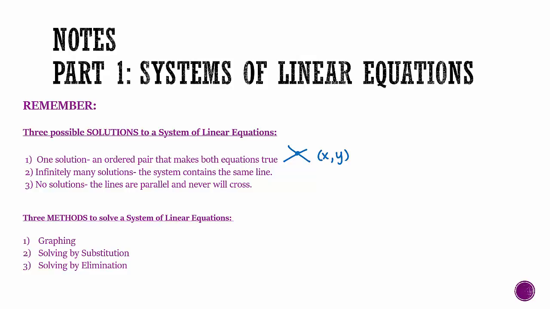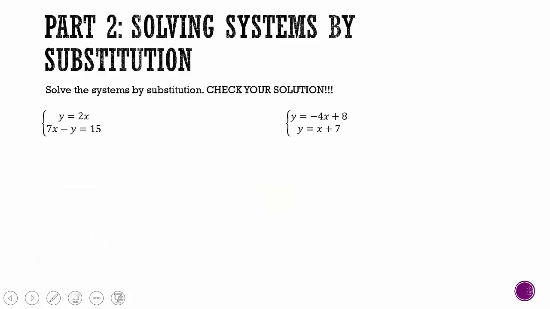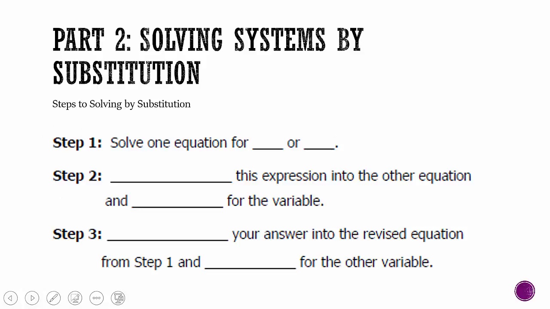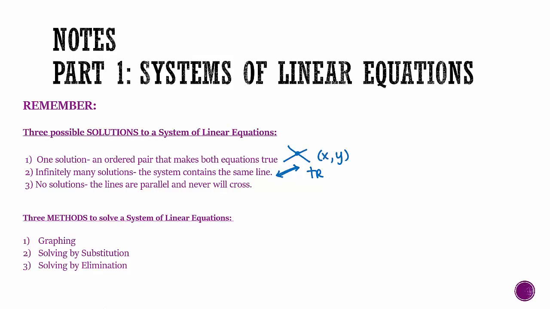Our other option is to get infinitely many solutions. This is when the system contains exactly the same line. So remember, you draw it and then you draw the exact same line on top of it on a graph. This time we're going to get something called a true statement. So you'll start solving and you'll get something like 3 equals 3, which we know is true.